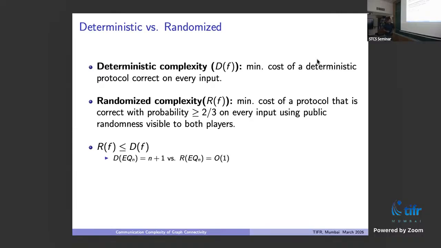And it's a well-known fact that the randomized complexity can be significantly different from the deterministic complexity for the same function. For instance, the well-known equality function, determining whether the two strings x and y are equal or not, has a randomized communication complexity of just constant, whereas its deterministic communication complexity is n, all the way to trivial.